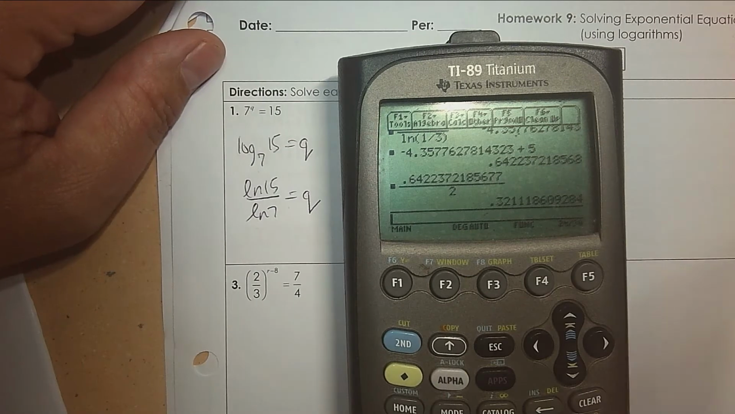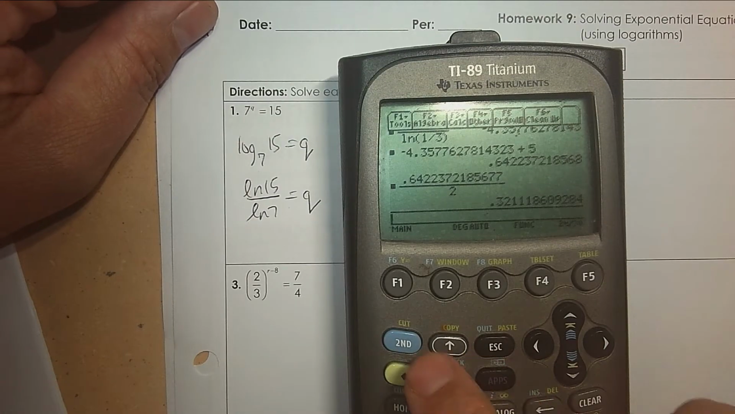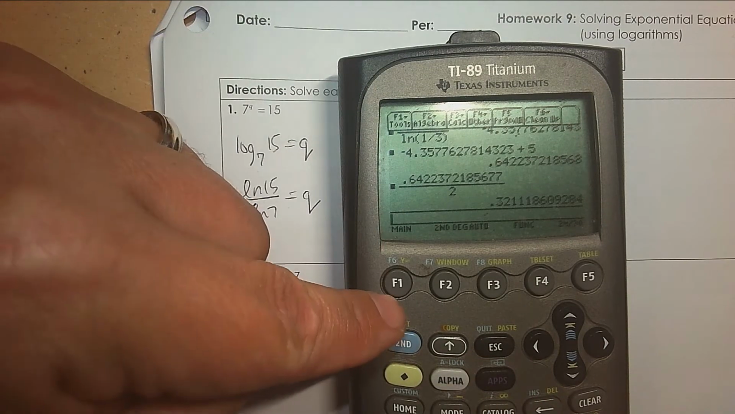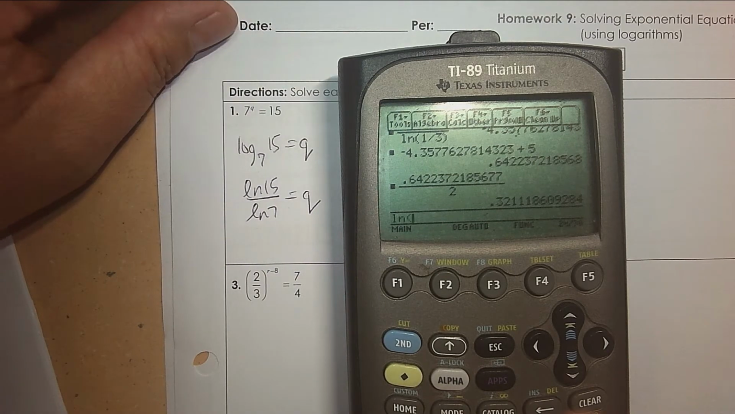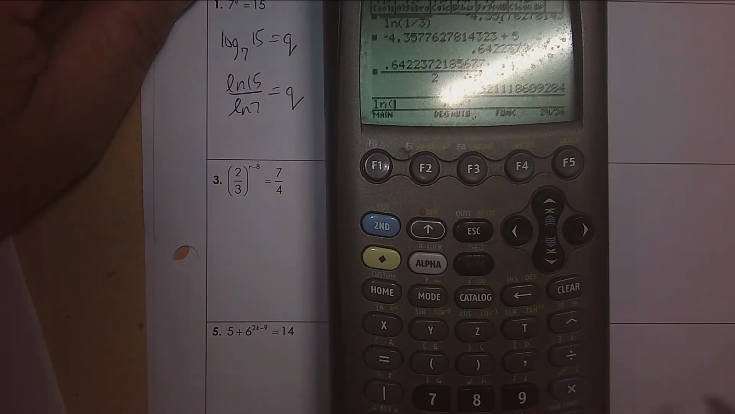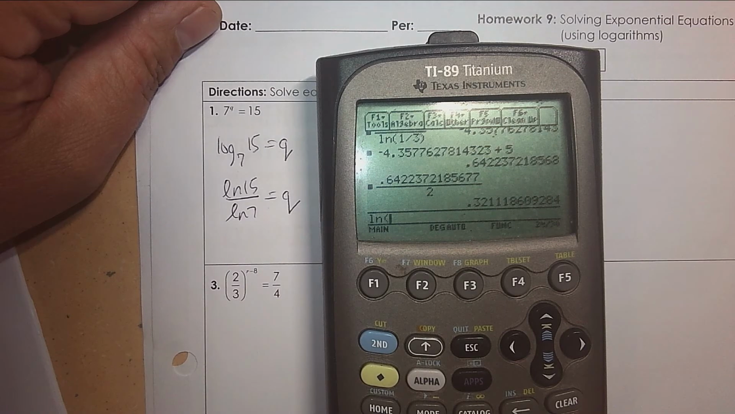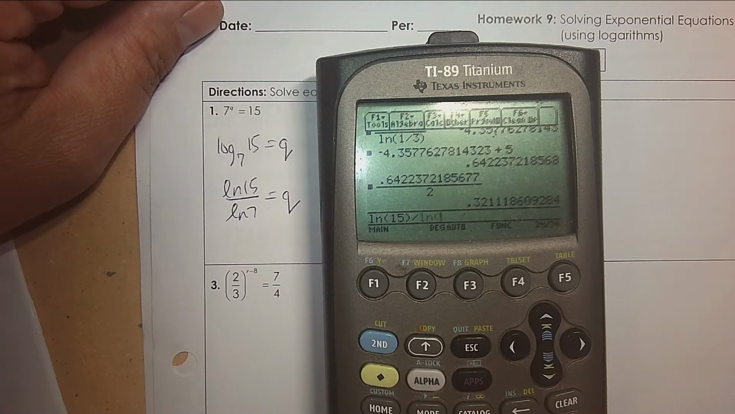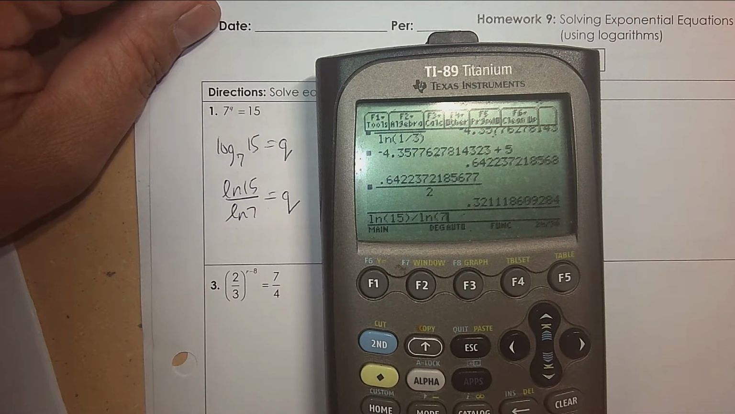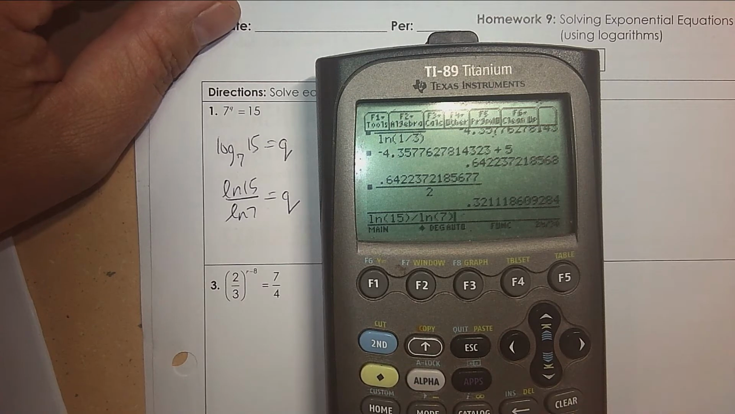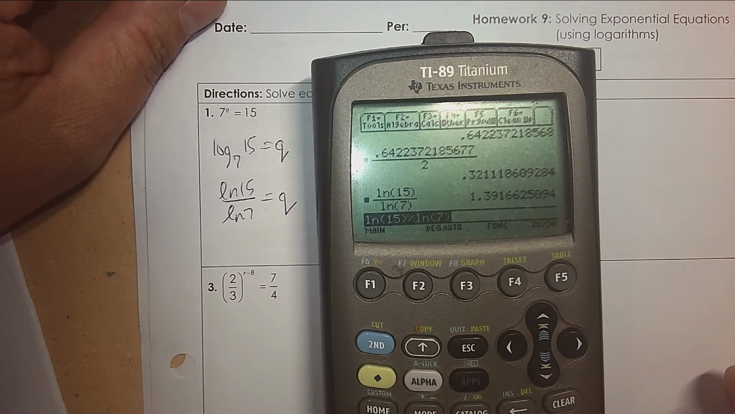So let's do that. Ln 15. So it's the blue button and X. It's right here above the X. And then again, and you get 1.392.